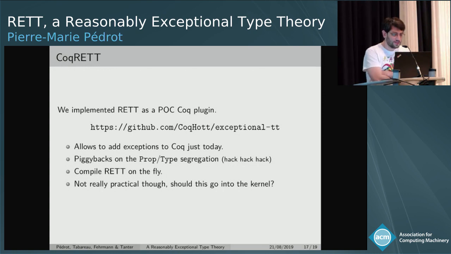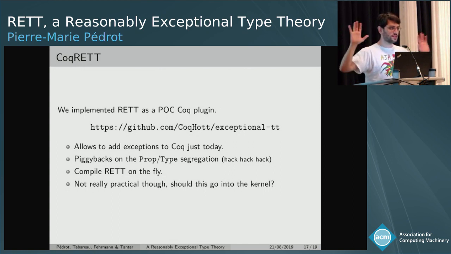We implemented it. Because the reasonably exceptional type theory is actually a program translation, it's very easy to provide it as an extension of Coq. Just write the compilation scheme as a plugin, and that will generate on-the-fly terms from the source theory, and it will just output horribly unreadable terms in Coq that type check by miracle. That miracle is called the soundness theorem.